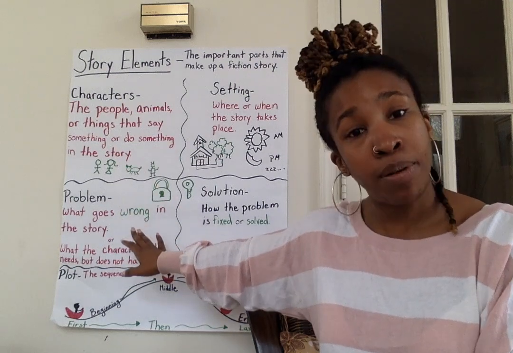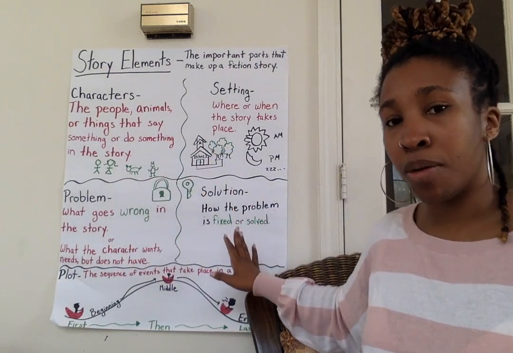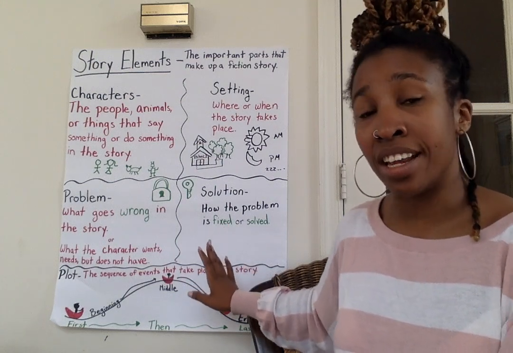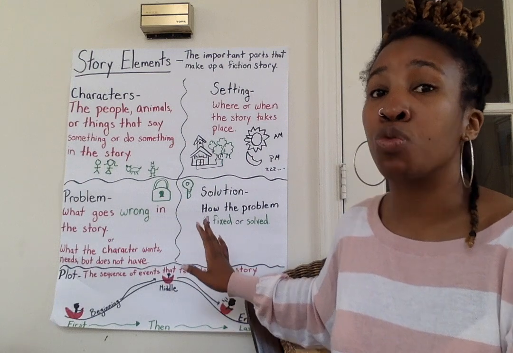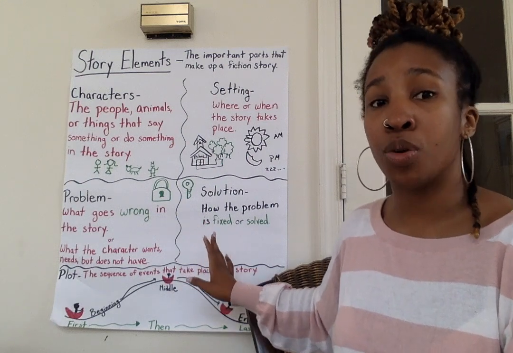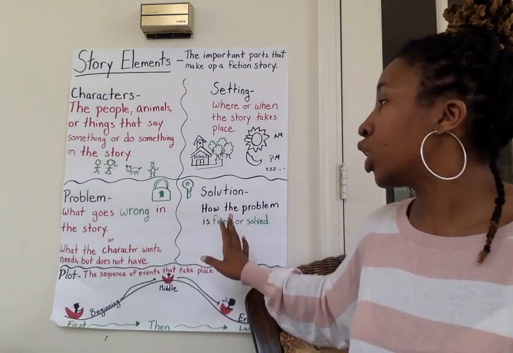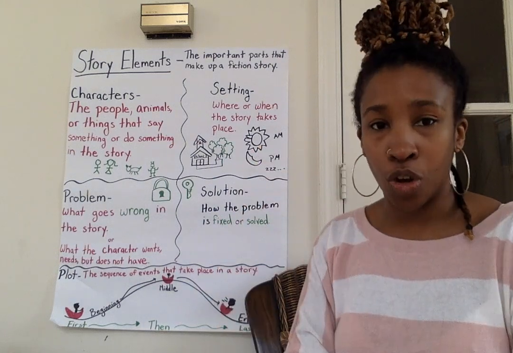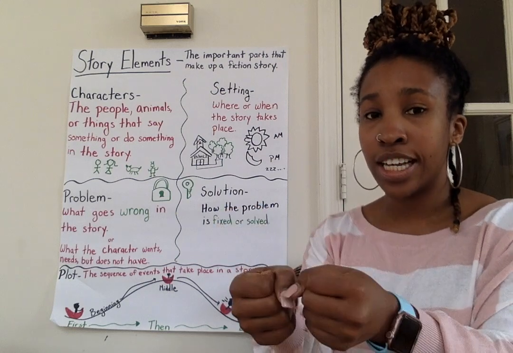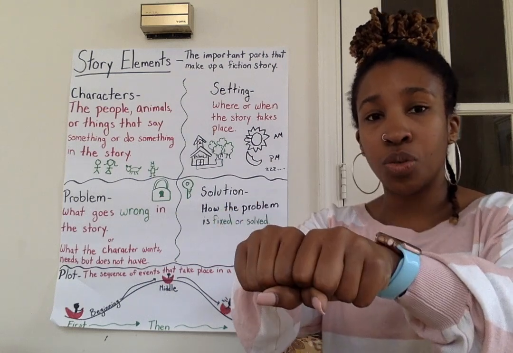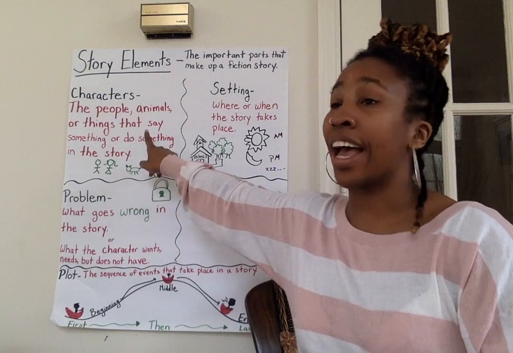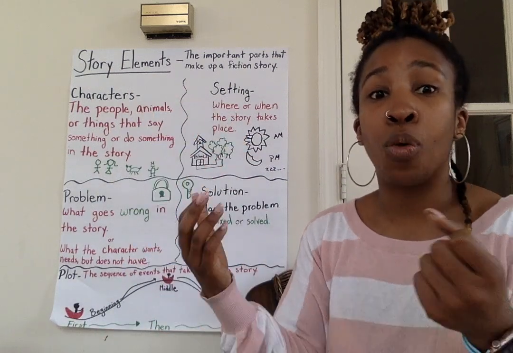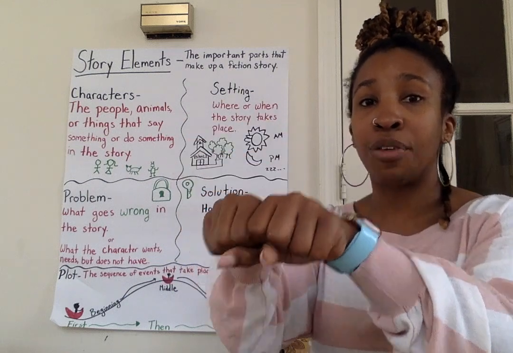Oftentimes, when you have a problem, you have a solution, but this doesn't happen all the time. Sometimes your books just end, and that is what we call a resolution. But today we're going to focus on the solution. The solution is how the problem is fixed or solved. So maybe that character got what they wanted, got what they needed. Whatever was broken is now fixed.